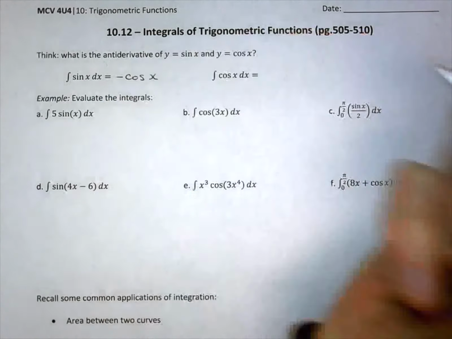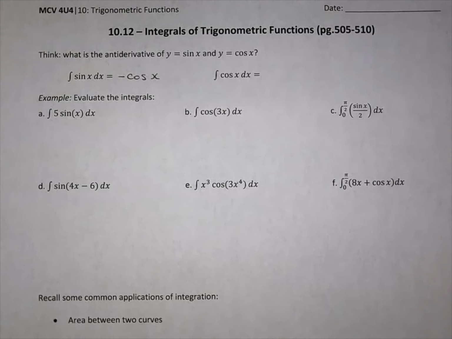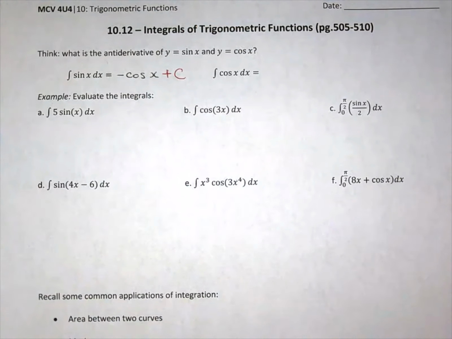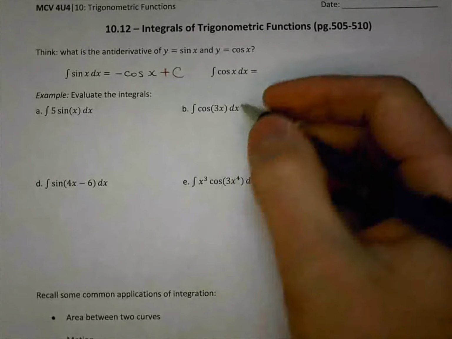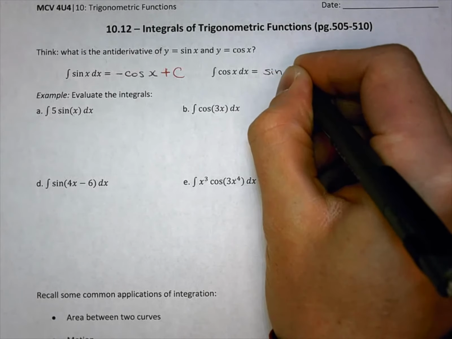Again, it's a pretty straightforward property. Oh wait, plus c. Don't forget that. For an indefinite integral, there is a constant that could occur. Now the integral of cos is sine x plus c.